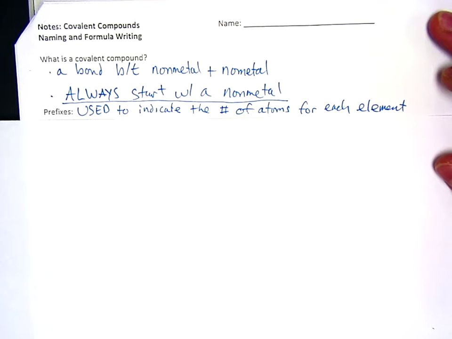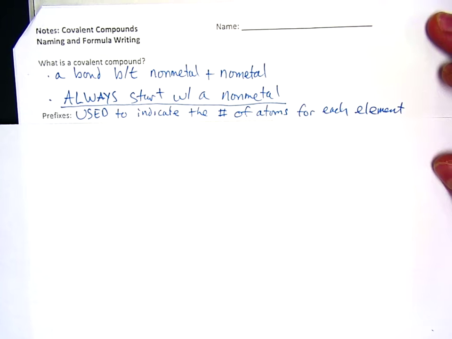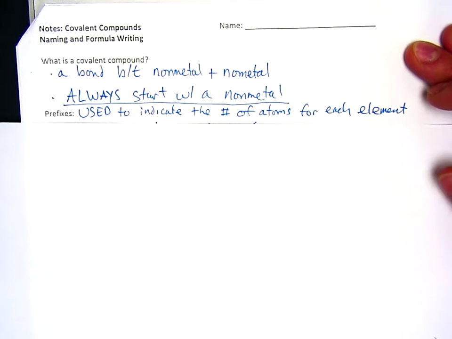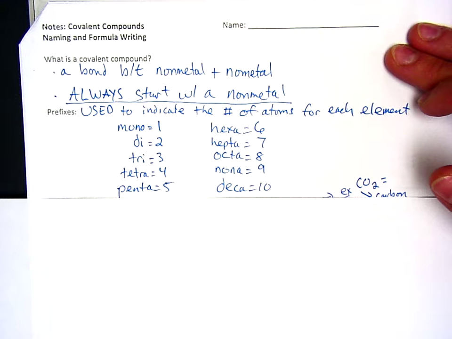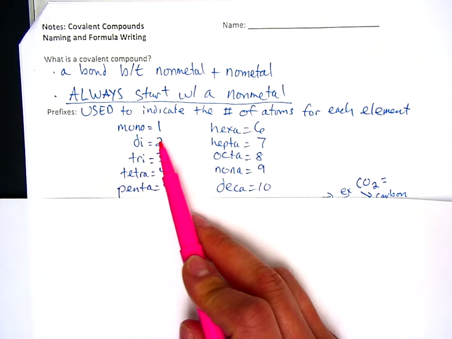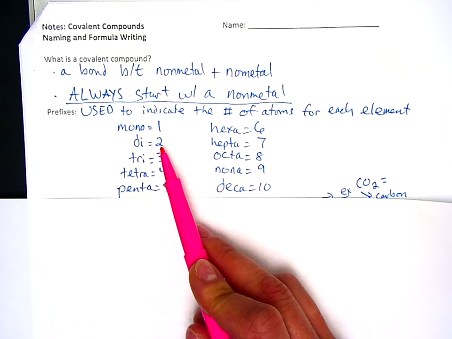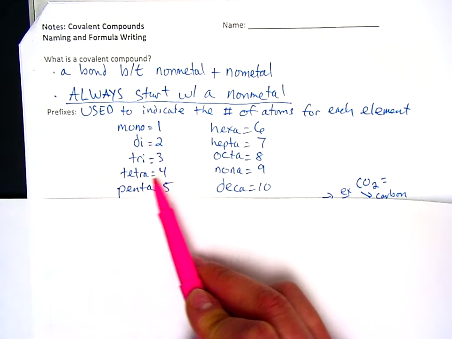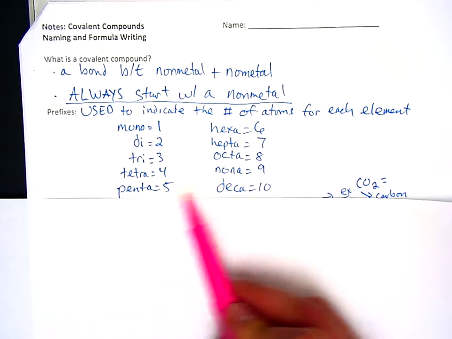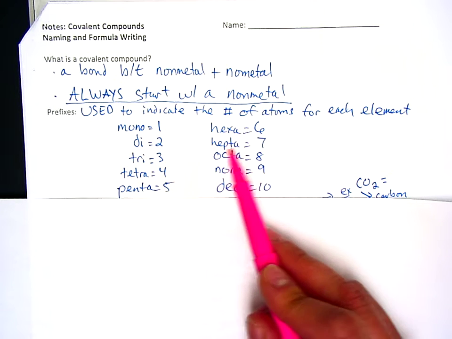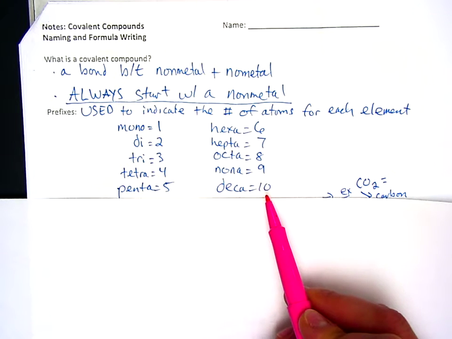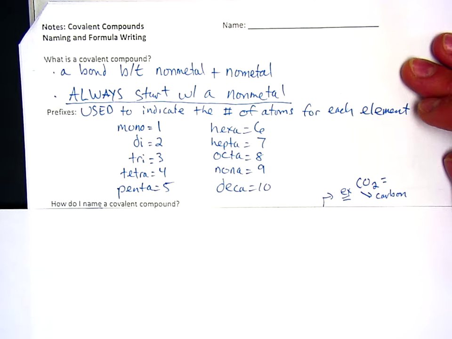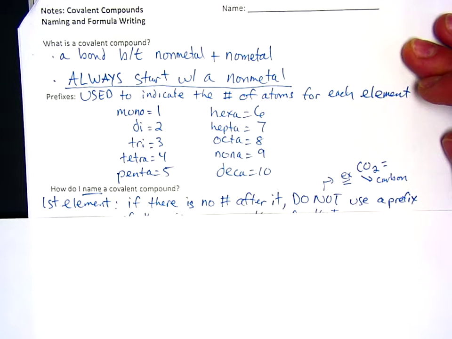So with covalent compounds, we use prefixes. The prefixes are used to indicate the number of atoms for each element. So here are the following prefixes. Okay. Some of these you're going to kind of see maybe from geometry class. Some of them will sound a little bit similar. So mono is a prefix that means 1. Di means 2. Tri means 3. Tetra means 4. Penta means 5. Hexa means 6. Hepta means 7. Octa means 8. Nona means 9. Deca means 10.